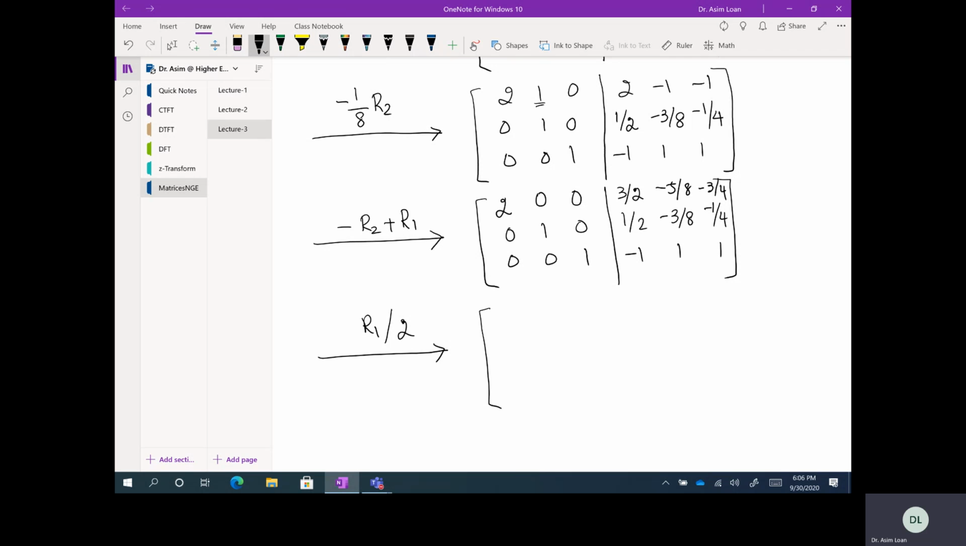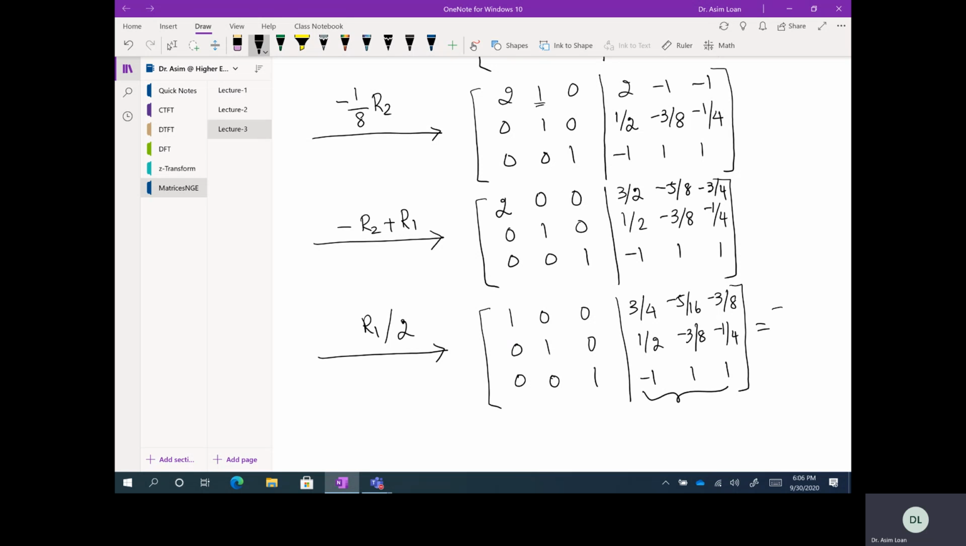I'm getting rid of this 2 and making this 1. So this becomes 1, 0, 0, 0, 1, 0, 0, 0, 1. This will become 3 by 4, minus 5 by 16, minus 3 by 8. This will be half, minus 3 by 8, minus 1 by 4, minus 1, 1, 1. So you can go home and say, this is simply I, and this is A inverse.